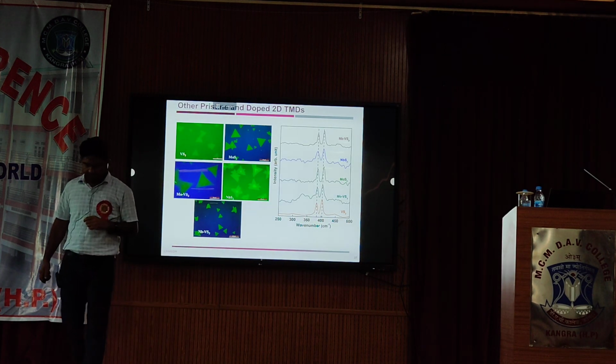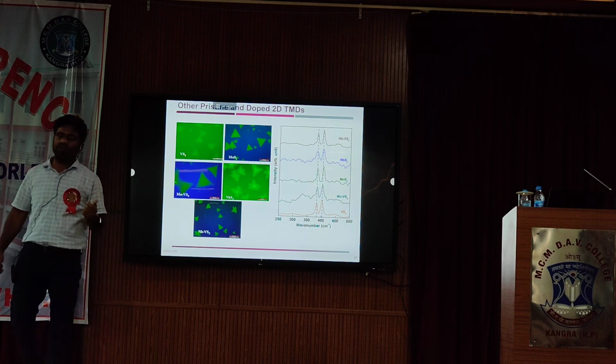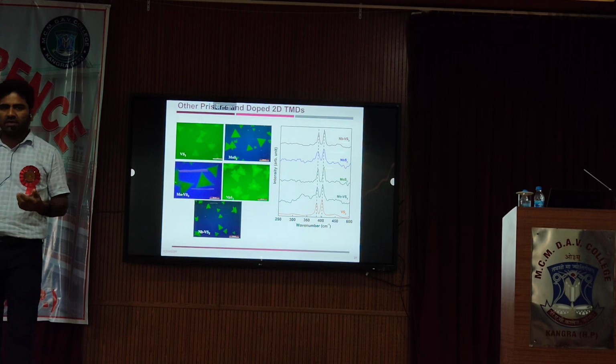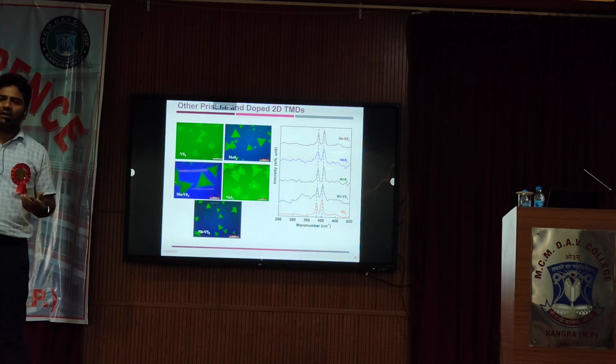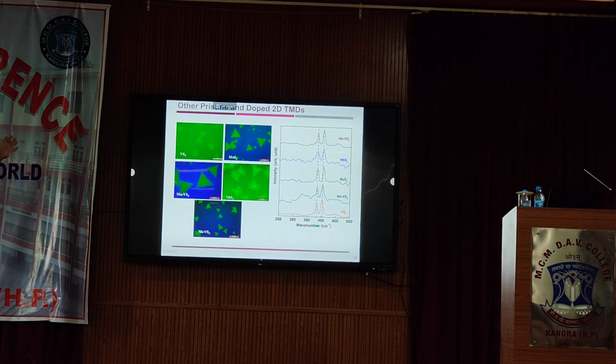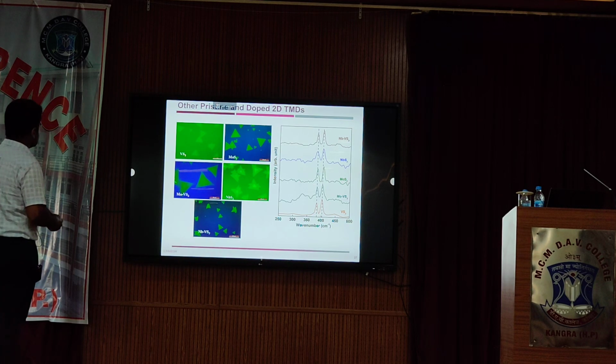In our lab we are growing some other 2D materials also, like pristine and doped TMDs, to modify their optical and electrical properties. So we are working on different 2D materials like VS2 pristine, MoS2 pristine, and molybdenum doped and Nb doped VS2 samples, just to check their modified optical and electrical properties.